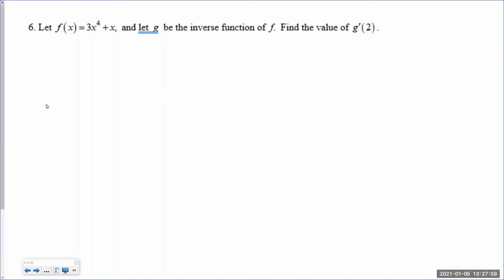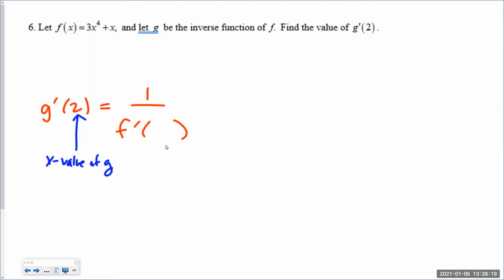Find the value of G prime. So I'm gonna write down G prime of 2. Everybody good with that? Go ahead and write your formula, guys. G prime of 2 is equal to what? 1 over F prime of something. All right, this 2 is always an x value. So it's an x value of my G. Okay, what is this missing parentheses right here? That is the x value of my F.